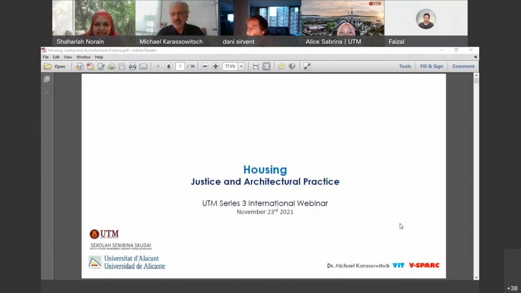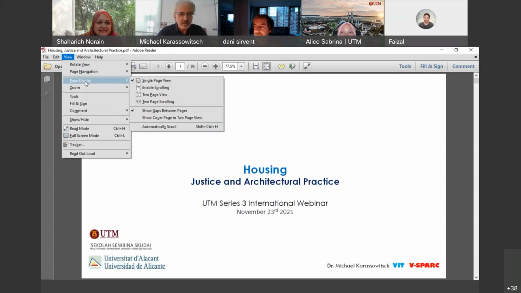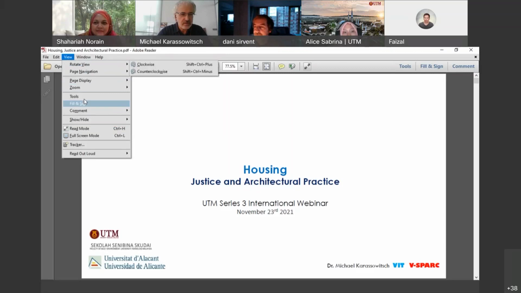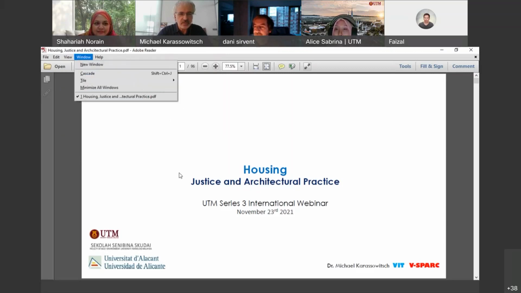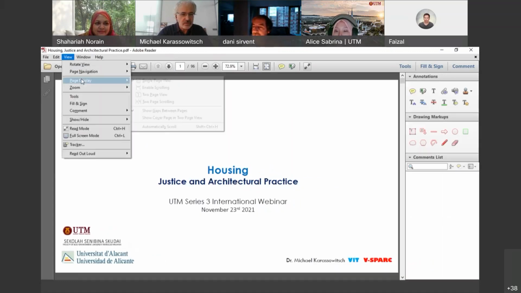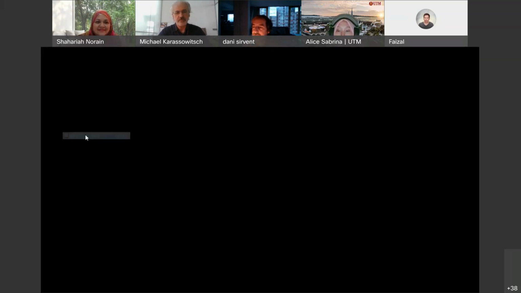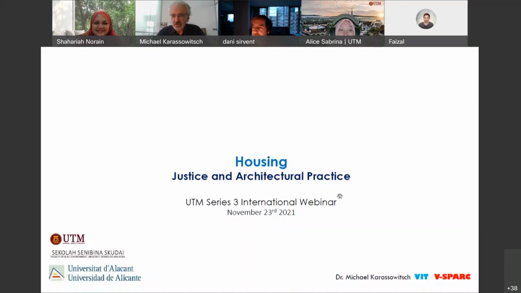Interesting. I use Control L for full screen, and that actually also causes me to leave the event here. So I think I won't use Control L. Just review. Page display. Full screen. Where the heck is the full screen here? Full screen, page display. Come on. Oh, here it is. Okay, got it. Is that showing as full screen?